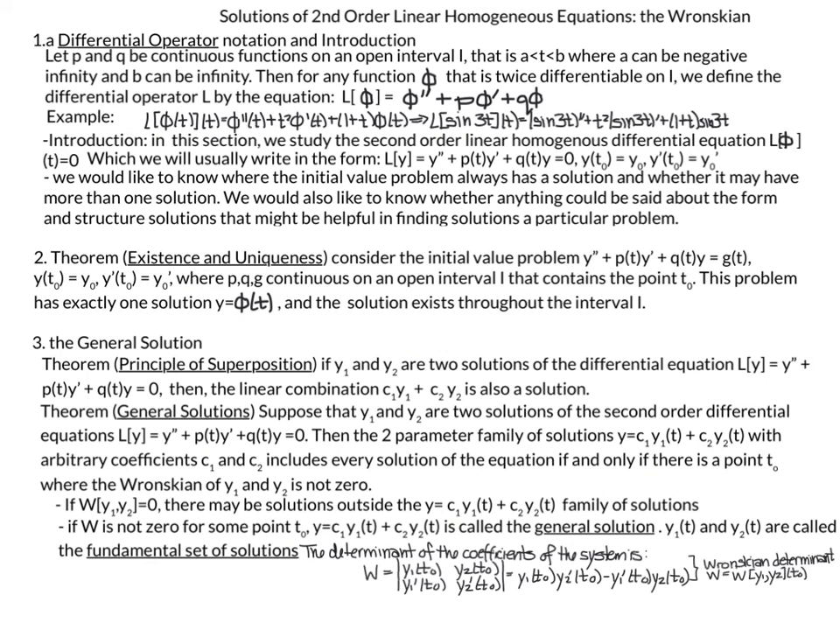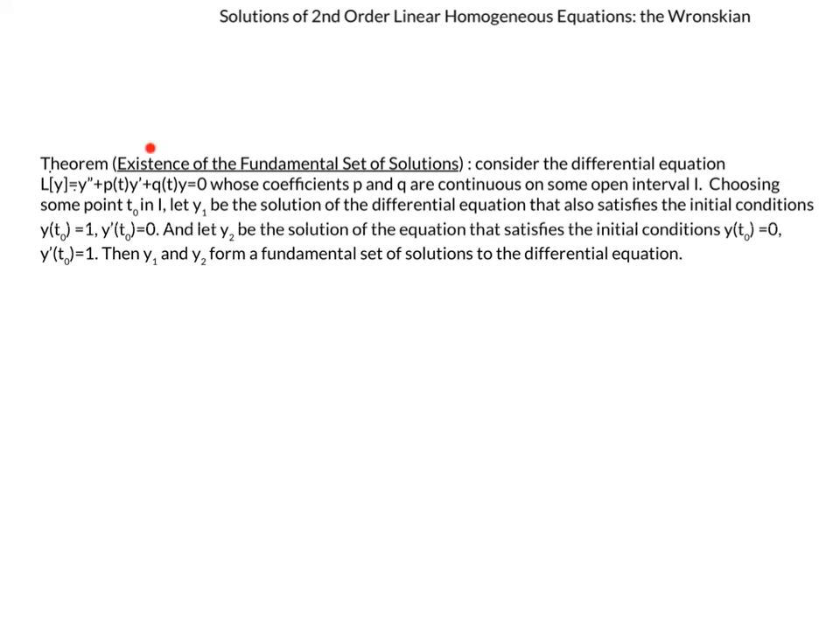Now we've covered our theorem of existence and uniqueness, and our principle of superposition that says the linear combination of two solutions is also a solution. We talked about the general solution and how the Wronskian will let us know if there's a general solution and fundamental solutions. There was this other theorem about existence of fundamental set of solutions, but you have to have your y1 and y2 specifically satisfy these initial conditions, but it does guarantee a particular fundamental set of solutions.